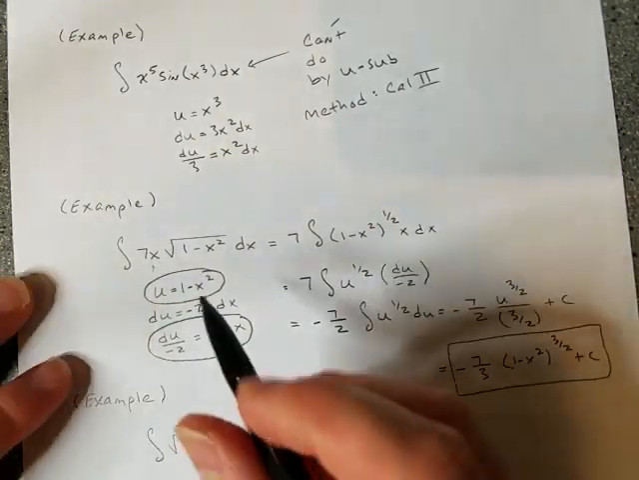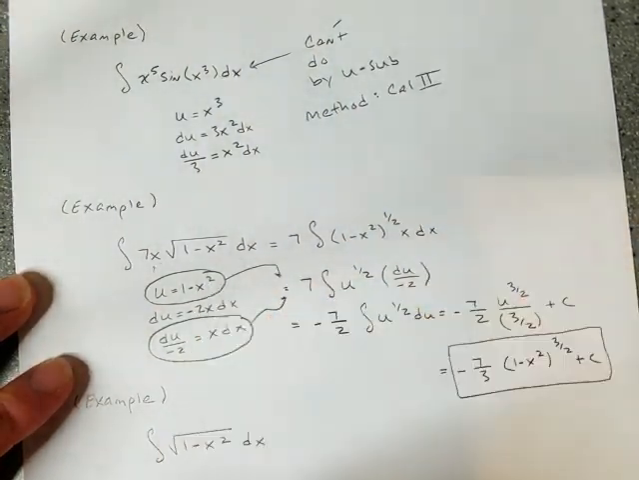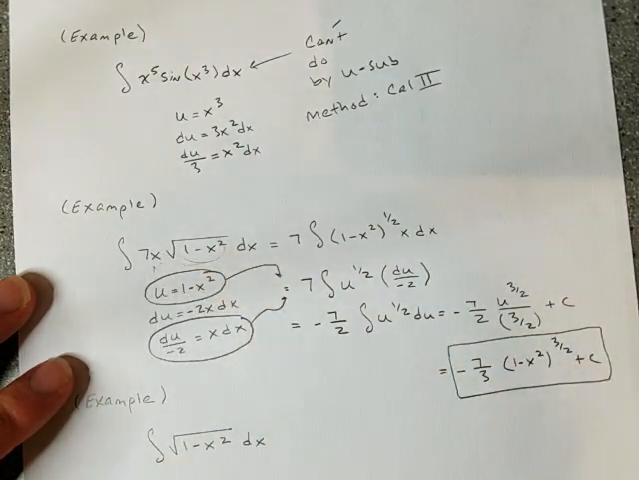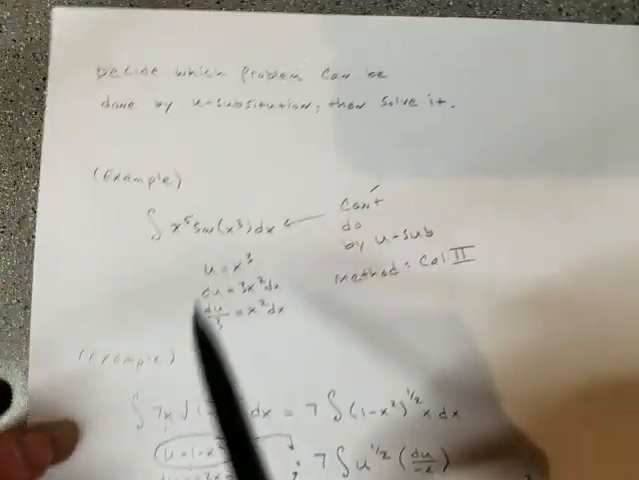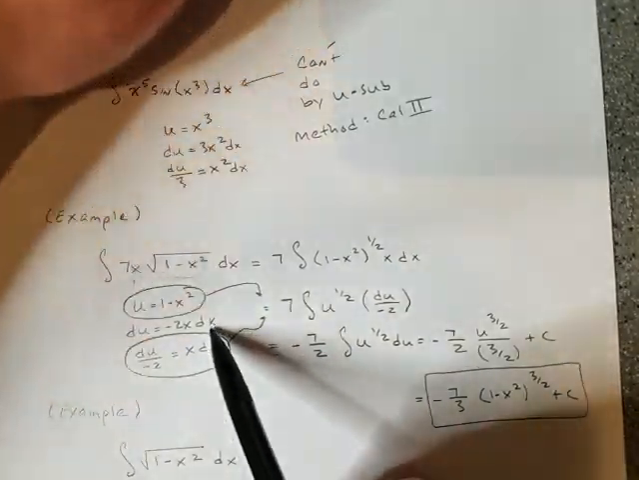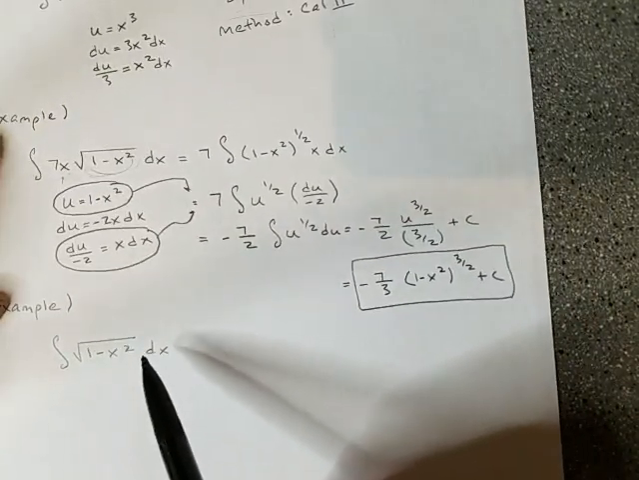But for now, can we see how when we look at it, I can get the u and I can get the du? We got to recognize that. I can't do that here. It just doesn't work. I can do it here. What about this last one then? Can that be done by u substitution?